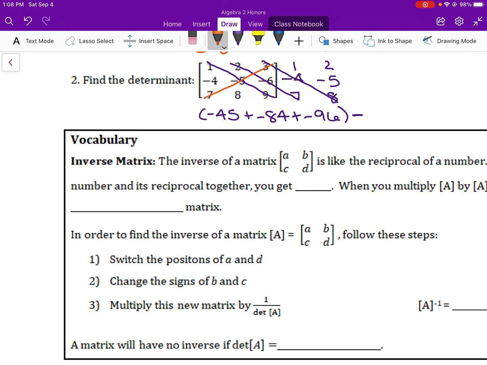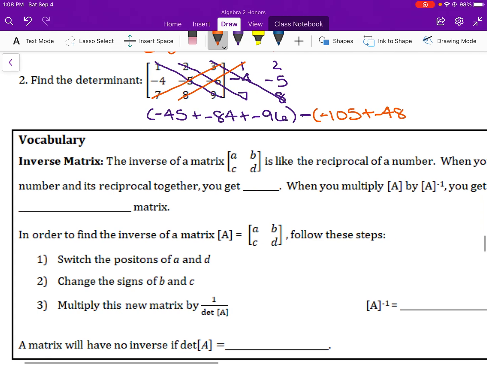7 times negative 5 times 3, negative 105, plus 8 times negative 6 times 1, which is negative 48, plus 9 times negative 4 times 2, which is negative 72. These poor neglected numbers. Do you see some of them aren't even used? Look at these guys just hanging out, spectating the whole process.